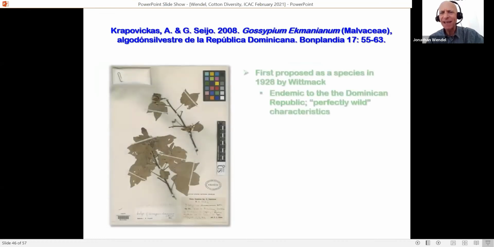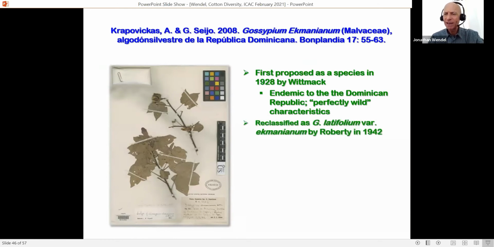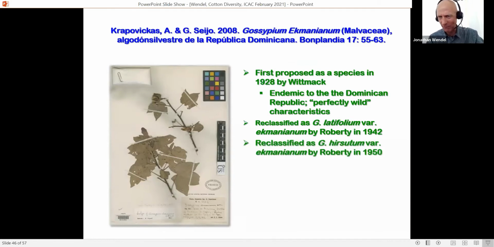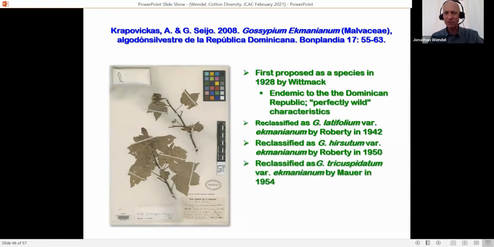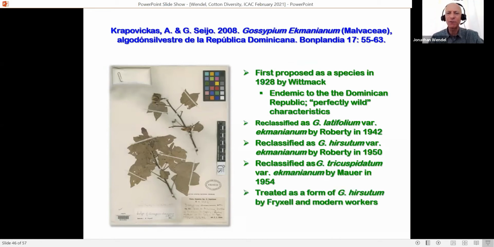I got the specimen and I looked into it, and it was first proposed as a species by Whitmock in 1928. It's endemic to the right half of the island of Hispaniola, the Dominican Republic. It looks pretty wild. It has a tortured taxonomic history. It was reclassified as part of Latifolium by Robotic in 1942, reclassified as part of Hirsutum 8 years later by the same man, reclassified as Gossypium tricuspidatum by Maurer in his book in 1954. And then Paul Fryxell and other modern workers treated it as just a form, a variant, one of these sort of feral or landrace forms of Gossypium hirsutum.